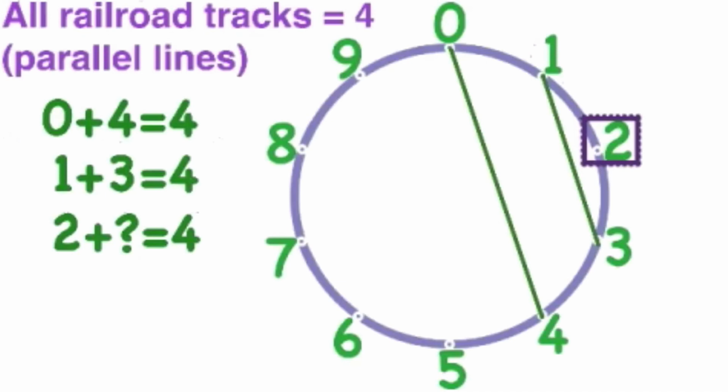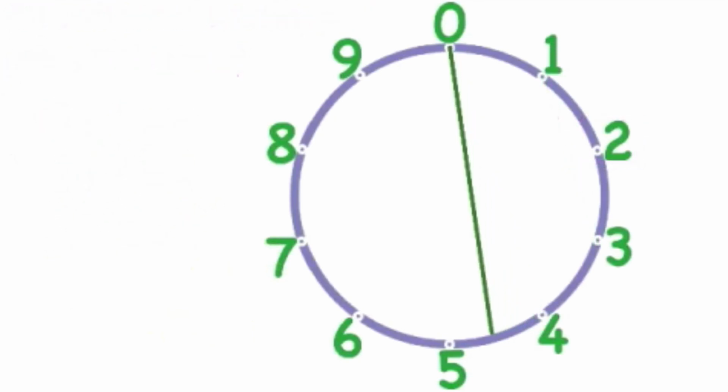Are you seeing any patterns? We're starting with easy numbers so you can see the patterns easily, and then see if the patterns hold for larger numbers. What other numbers add up to 4? 2 is all by itself, and yes, 2 plus 2 equals 4.